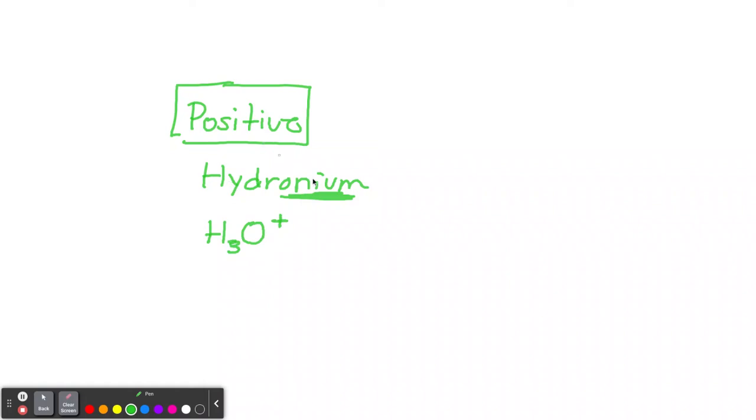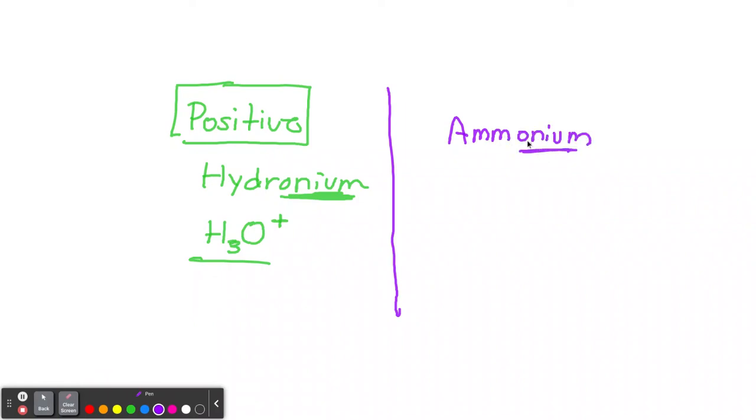All right, now let's give you one more. Let's change it to purple. Put a line here. So what if I gave you ammonium? You already know it's positive because of the onium. And so this will be a cation because it's a positive ion. And that has nitrogen, and it has 4 hydrogen atoms, and it has that plus sign saying that it is positive. So that's hydronium and ammonium.